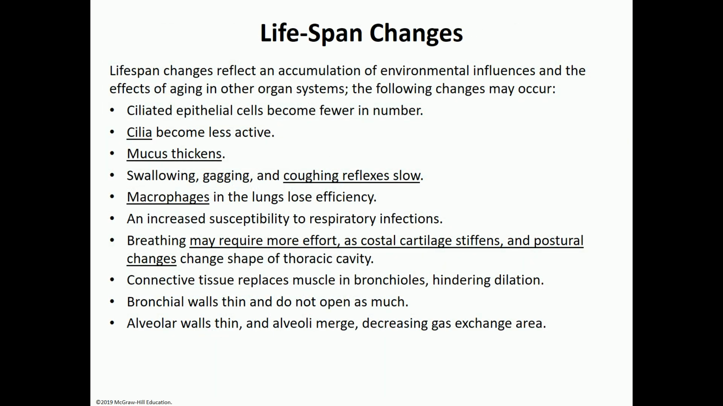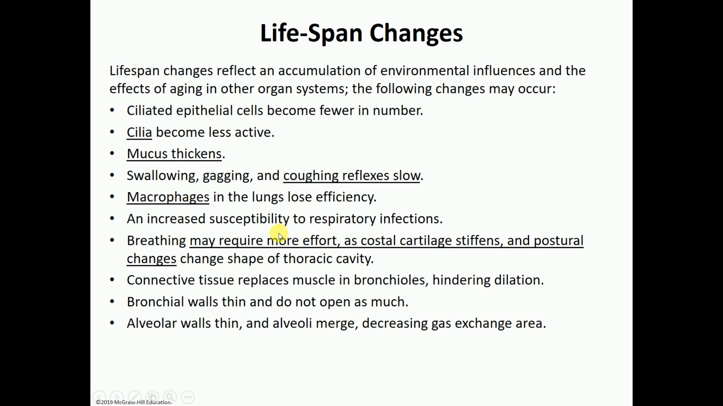Lifespan changes for the respiratory system are usually due to the different environmental factors that we are exposed to, whether it's pollution, whether it's smoking, or just the effect of age on the organs. So you'll find that the cilia become less active, the mucus starts to thicken, and cough reflexes, for example, slow down, which means that we are now more prone to infections because cough is protective. Macrophages lose their efficiency.